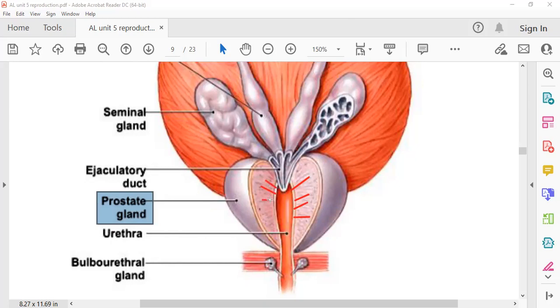Understood? Now for the seminal vesicle, there is a duct, right? For the prostate, there's no single duct. Tiny, many ducts are there. All the ducts are opening in the urethra. Understood?